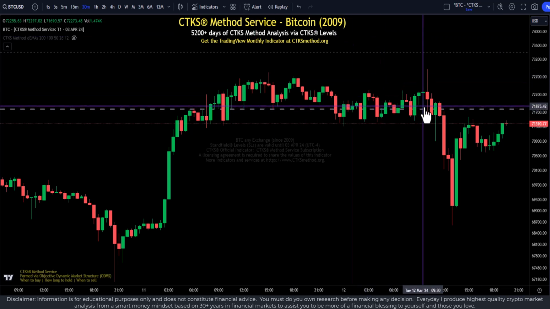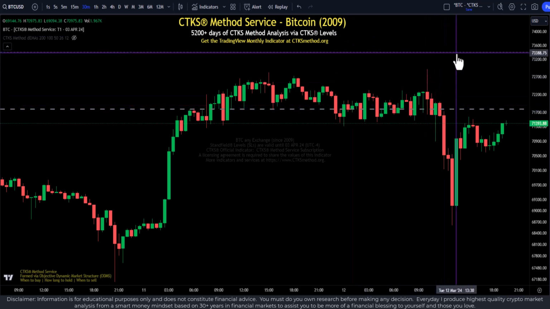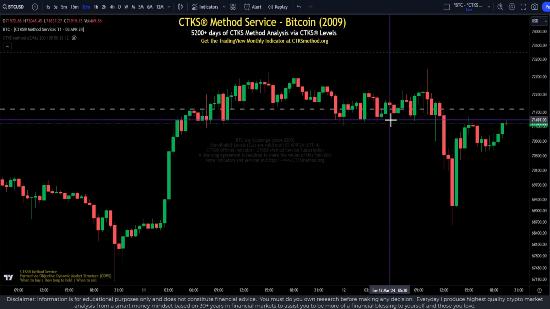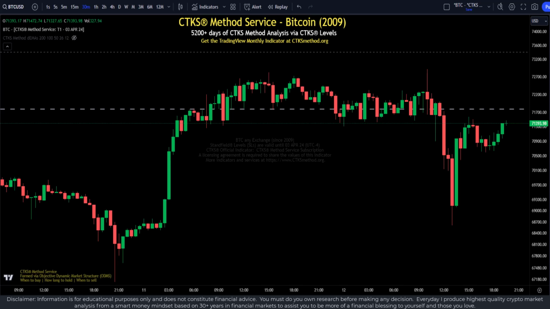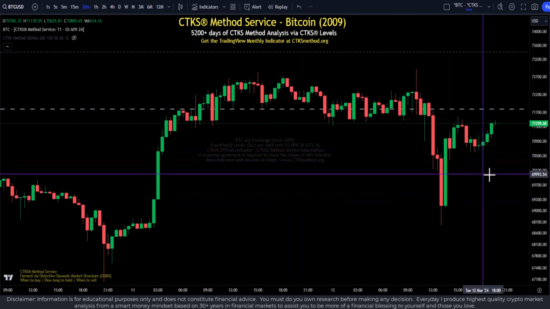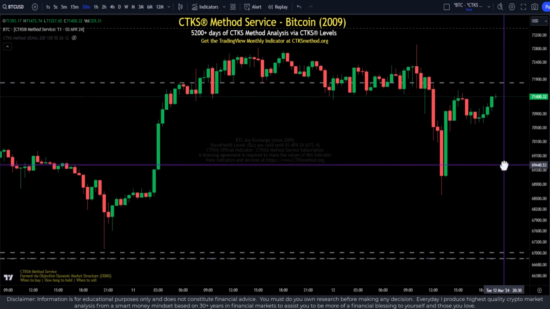But the one thing that we note, it didn't get to the next structural level at the 73,388 mark. This is important to understand. If a structural level is higher, that means it's a resistance structural level. And if the structural level is lower than price, that means it's a support level.